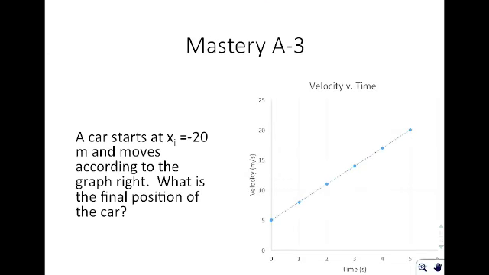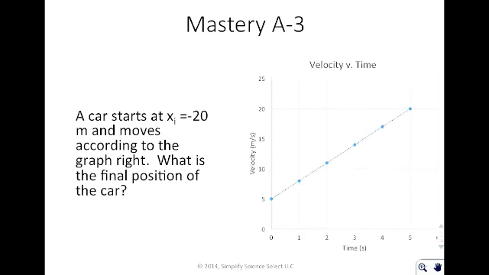The next example is a little bit tougher. It says a car starts at x equals minus 20. So here's 0. And the car starts at minus 20. And then it moves according to the graph. It says, what is the final position of the car?